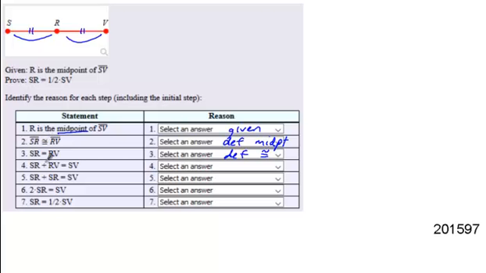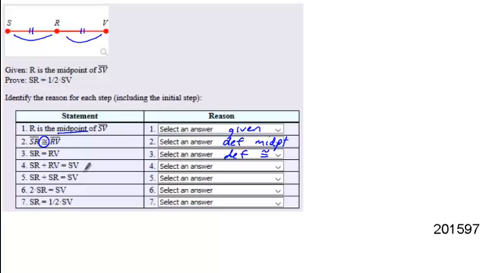Move to the next statement, SR plus RV equals SV. Is this the structure that could be segment addition? Right, we introduced it in this step right here. So now that it's in our proof, we can use the definition for that.